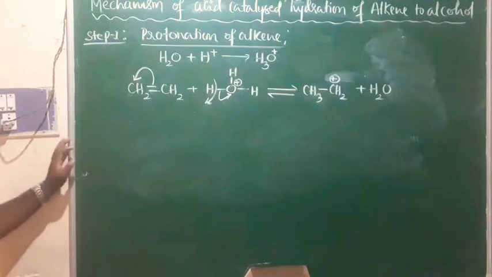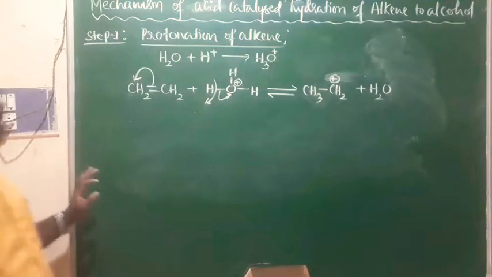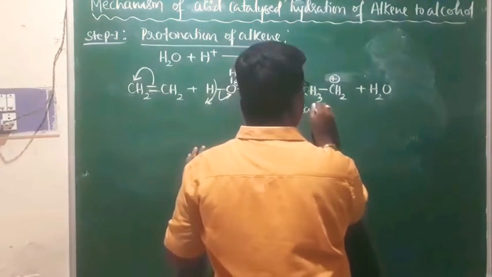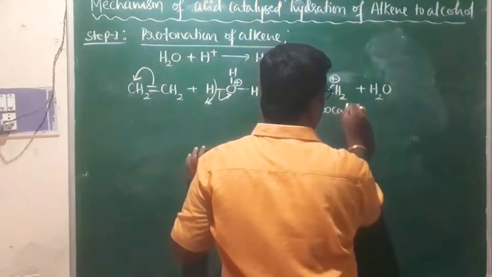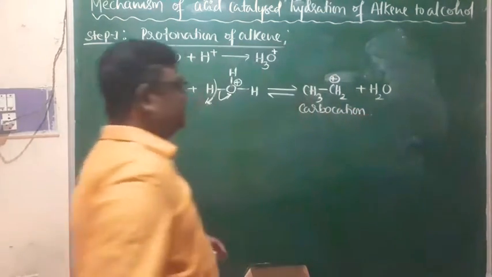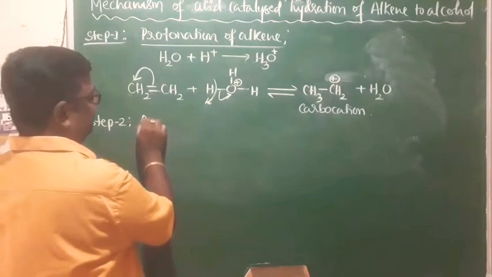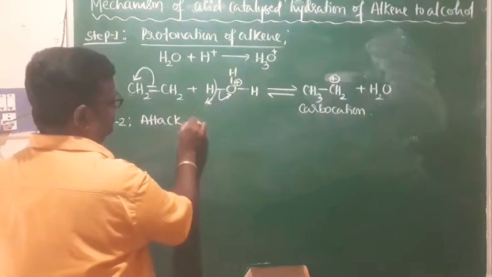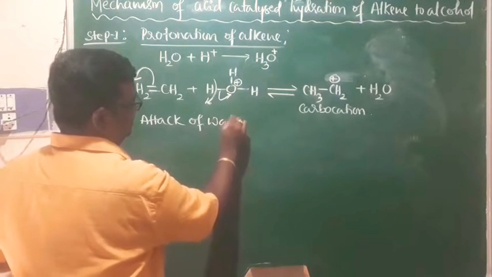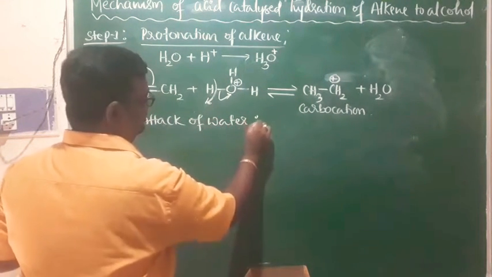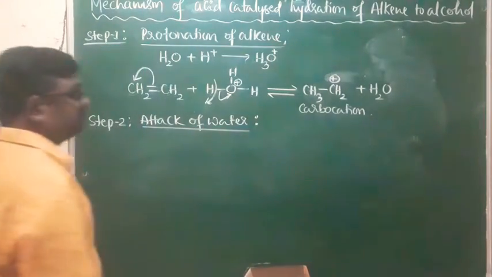This is the first step, that is protonation of alkenes, and you are going to get a carbocation as an intermediate. Yes, this is the first step. Then the second step is what we call attack of water. This is the second step of the mechanism, the attack of water.